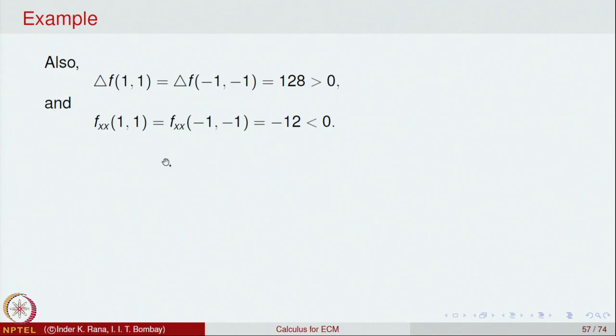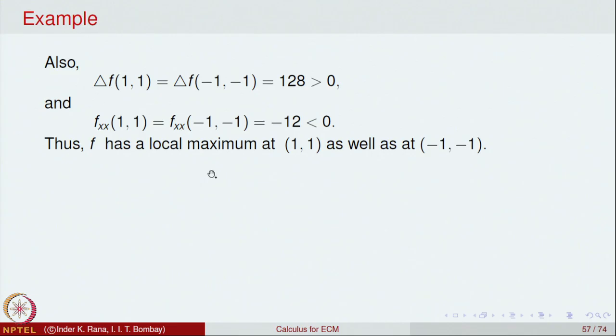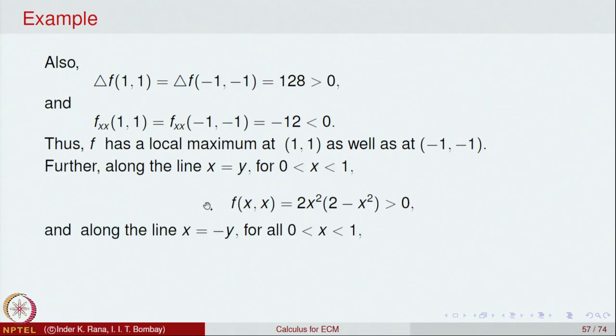That means the points (1, 1) and (−1, −1) are points of local maximum, because the discriminant at these points is bigger than 0 and the second order partial derivatives are less than 0. So, both the points (1, 1) and (−1, −1) are points of local maximum for the function.